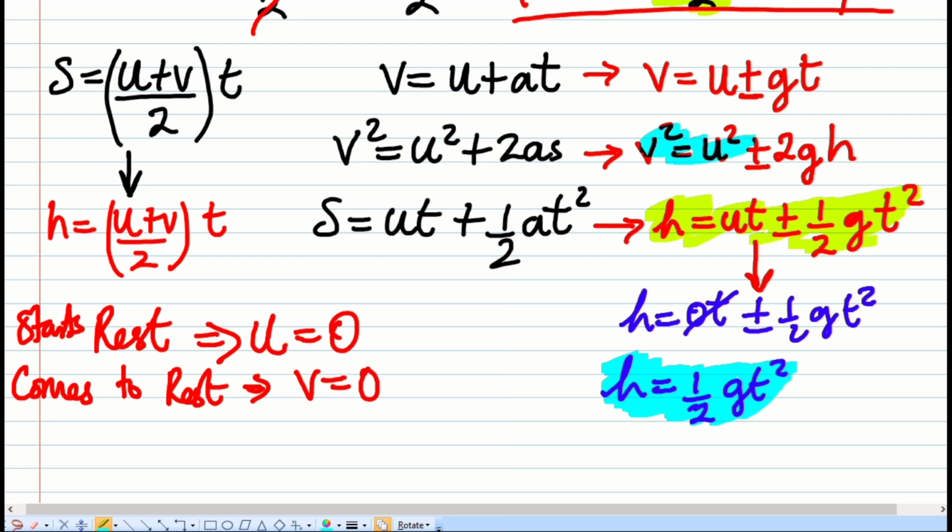And in this formula also, when the body comes to rest, then you know that the final velocity v is going to be 0. So please, one of the things you need to take note of when solving questions on uniformly accelerated motion is that you need to be very careful with that word comes to rest or starts from rest. If you take note of these things, then the question should be relatively easy.